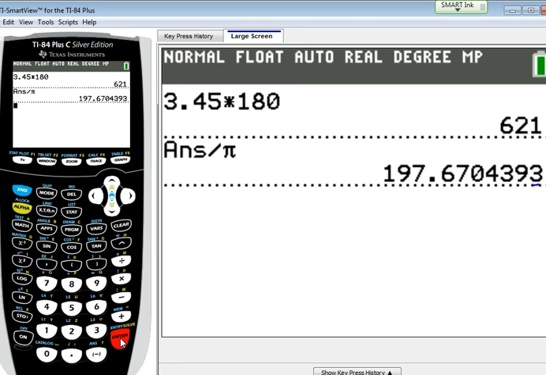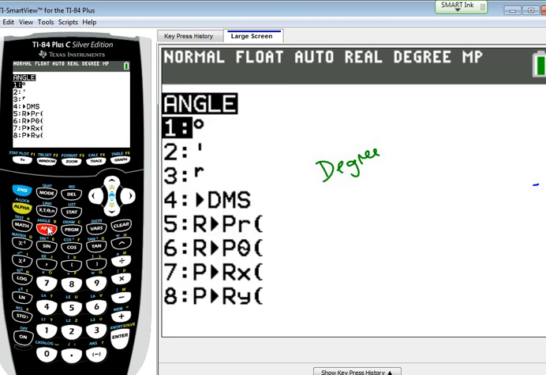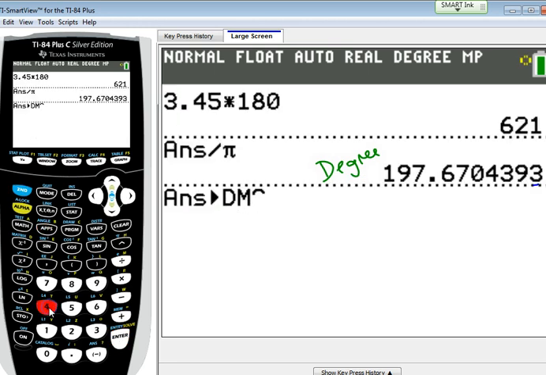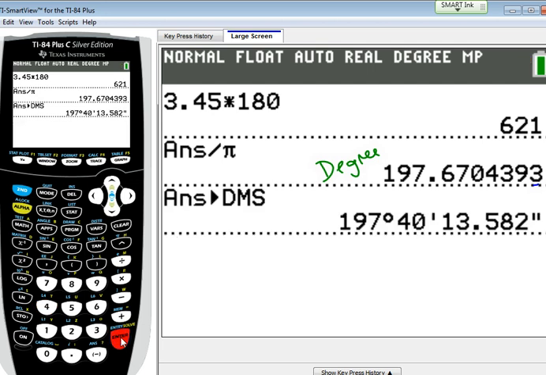Did you guys get this as degrees? Okay, so here's your degree form. Paige, what button do we need to go to minutes? Second, yeah, great job. We're going to look for choice 4, DMS, which changes it into degrees, minutes, seconds. Look at your minute, here it is. What's going to happen to it? Stay the same or go up? Okay, we got 13 seconds. So 197 degrees, 40 minutes.